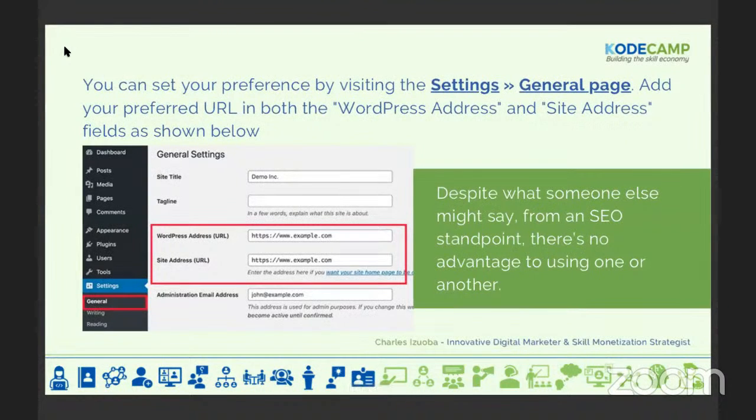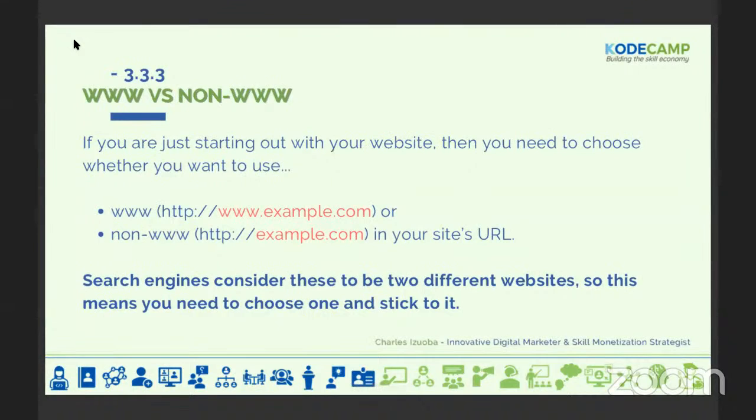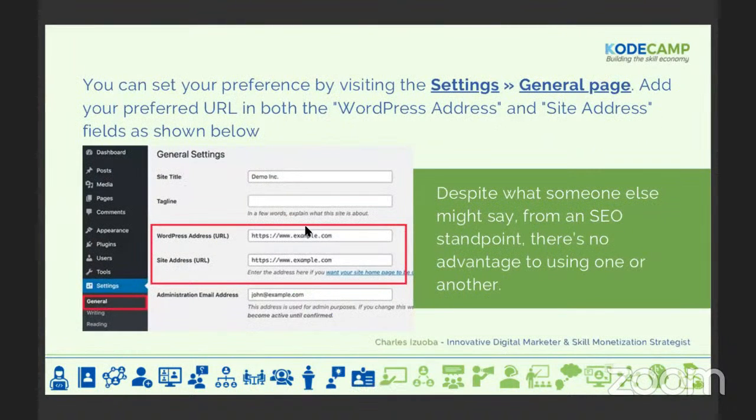We'll go over to our settings now and look through this. Remember, all you have to do is go to settings, click on general, and add your preferred URL in both the WordPress address and the site address. Do you want to use https://www.example.com, or just example.com? Whichever of these two you decide to use is what you are going to input here.